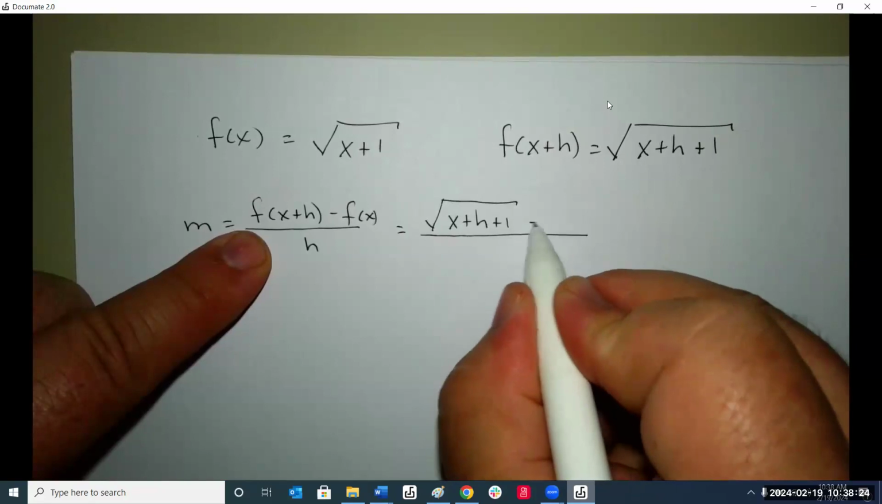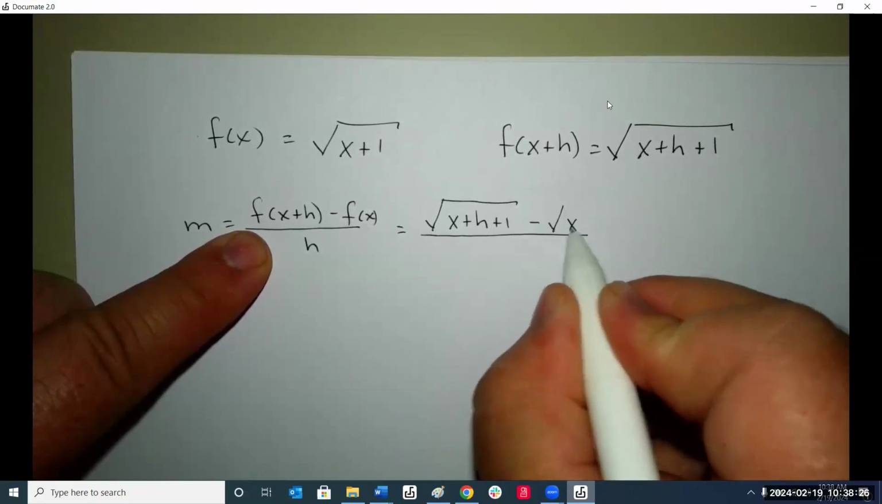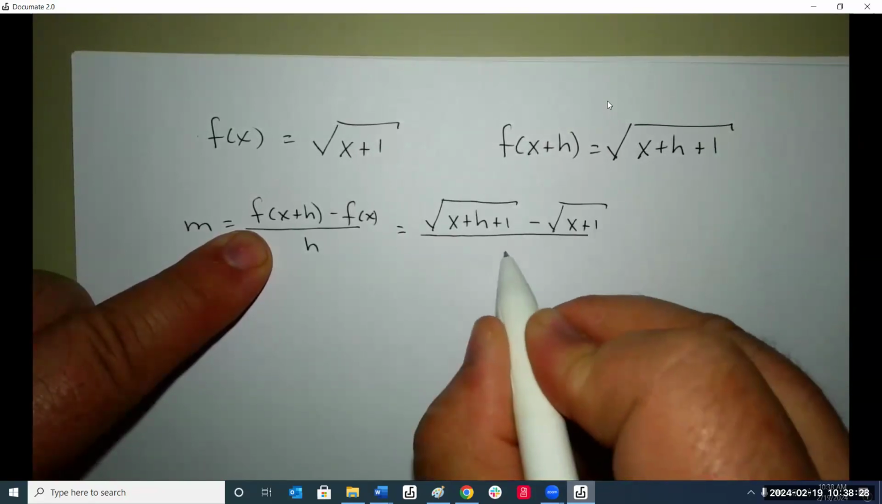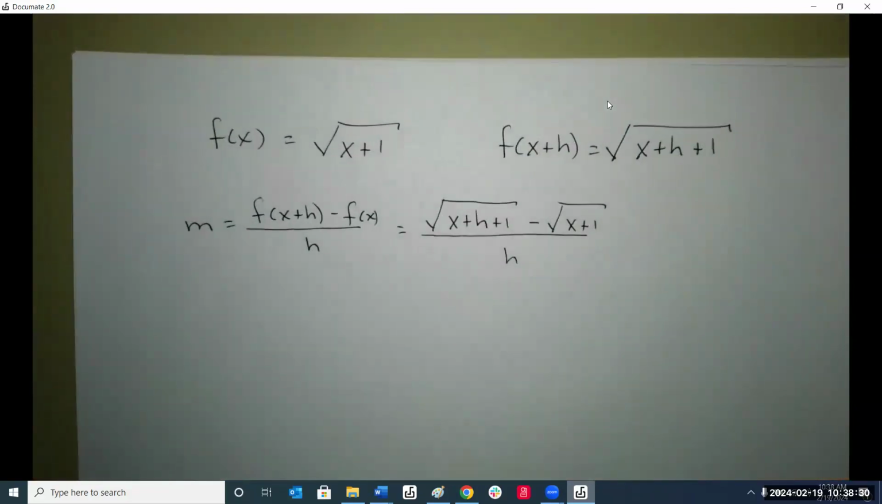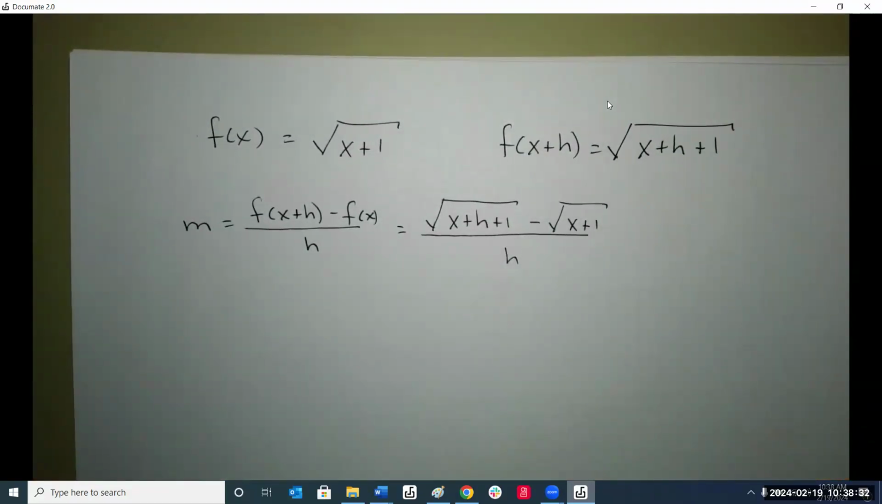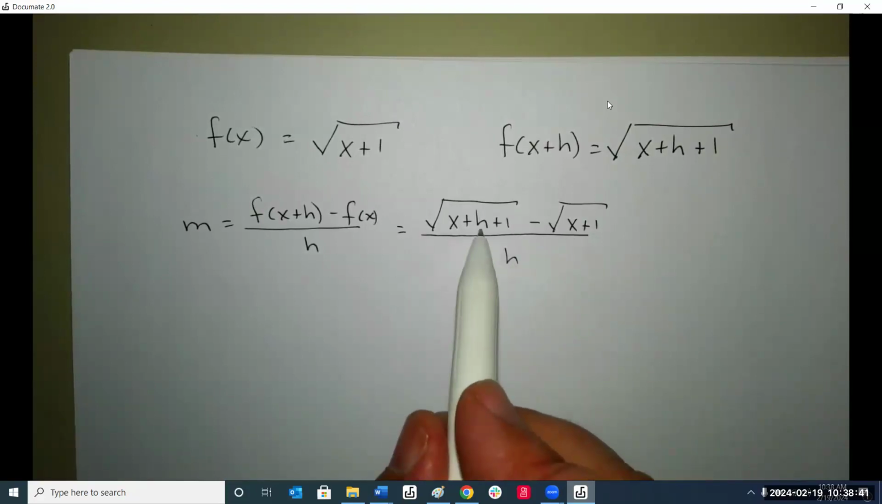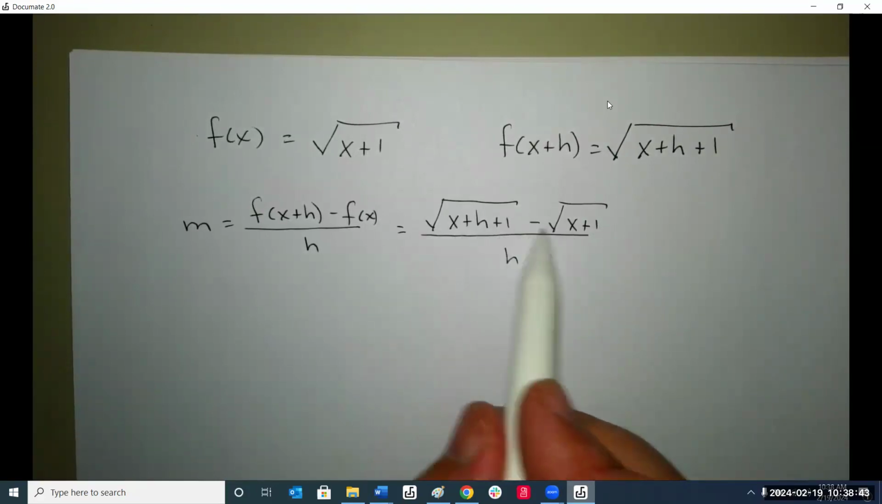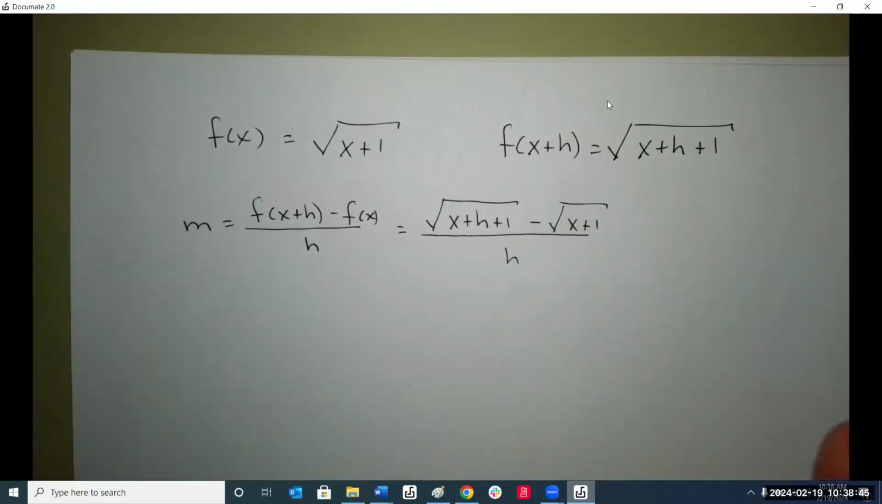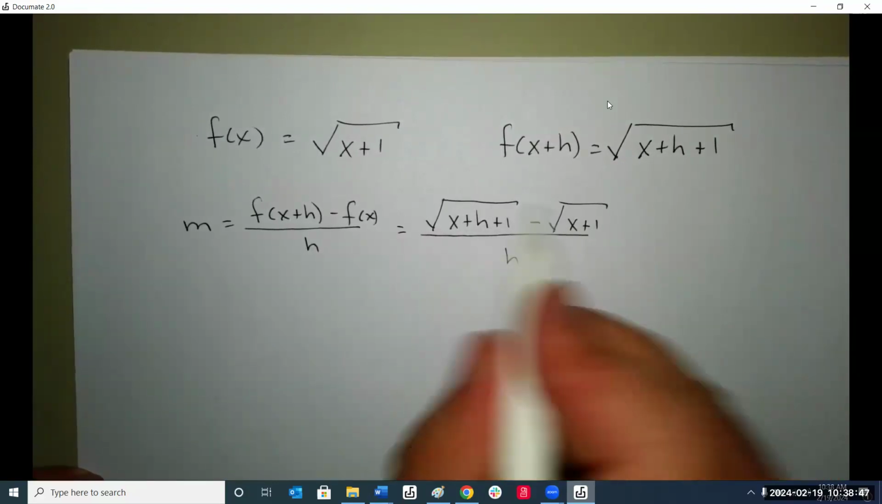That's the first one, minus x plus 1 over h. Now, if h goes to 0, that becomes 0. You can't have a 0 on the bottom. Then you have radical x plus 1 minus, that becomes 0 over 0. We can't have that. So the problem is we have to get rid of the radicals.